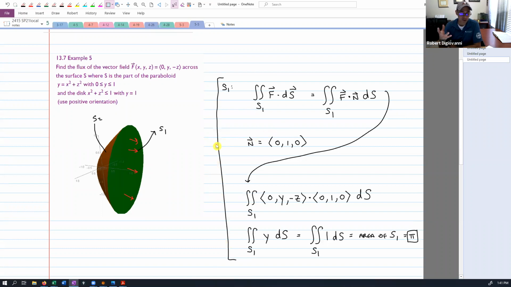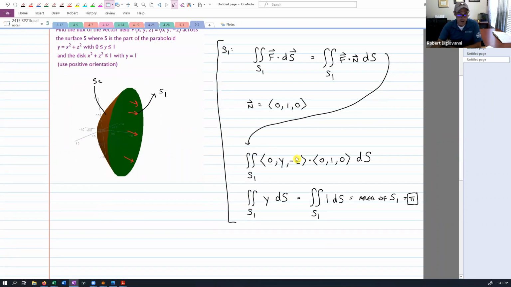What I'm trying to get you to see is that when one of your surfaces has normal vectors that are always the same, you might want to try this, because a lot of times things work out nicely, because you'll always have zeros in two of your components, and then the other one will be a one. So it really gets rid of a lot of bad stuff from the vector field. All right, now we still need S2.